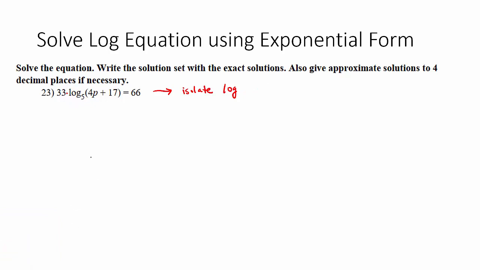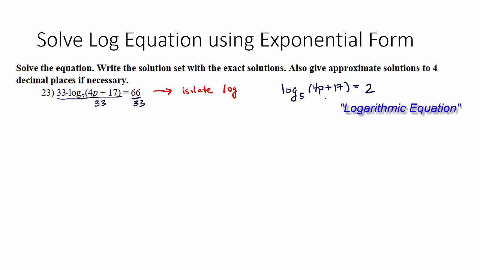How do we do that? That's right, we're going to divide both sides by 33. So we now have log base 5 of 4p plus 17 is equal to what? 2. Okay, now, this is what's called a logarithmic equation.